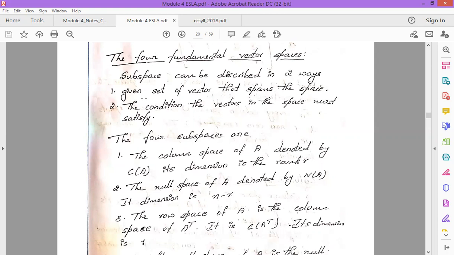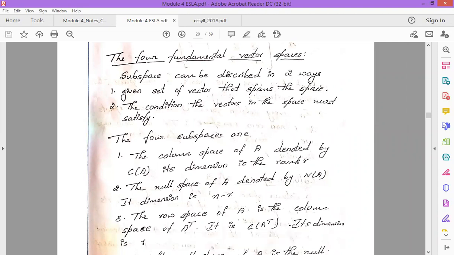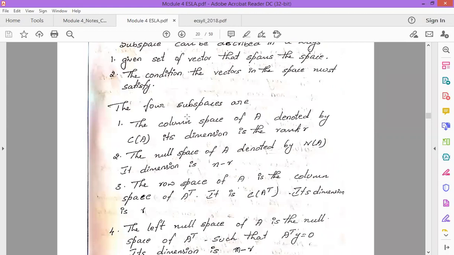One is a given set of vectors which span the space, and the second is the condition the vectors in the space must satisfy. Here we used to calculate the conditions on b, that is, for what values of b the equation Ax = b is solvable. So it can be described in two ways. In the vector space we come across four subspaces.